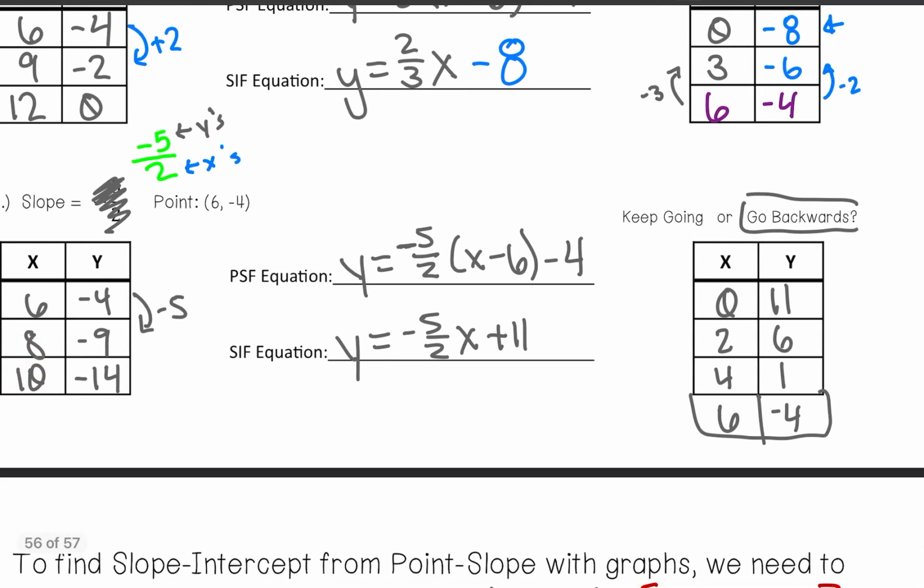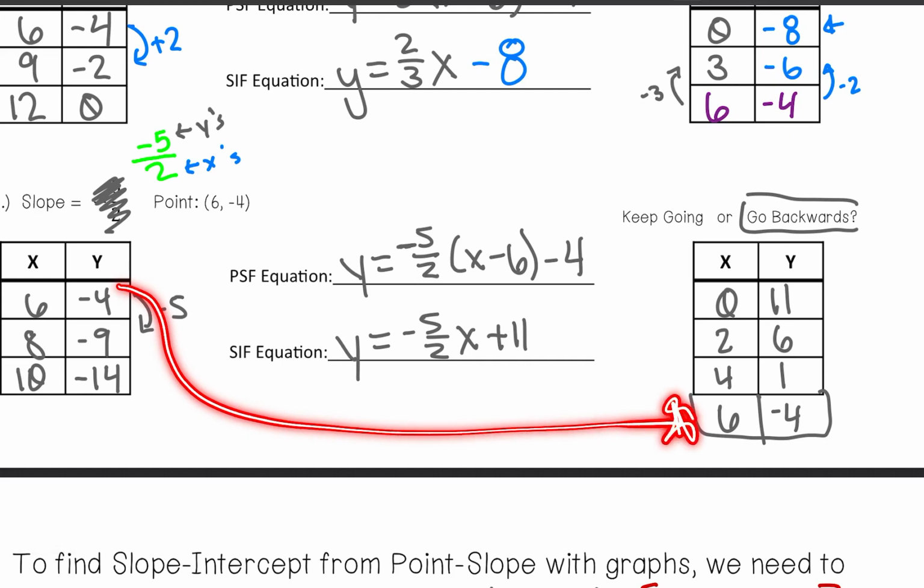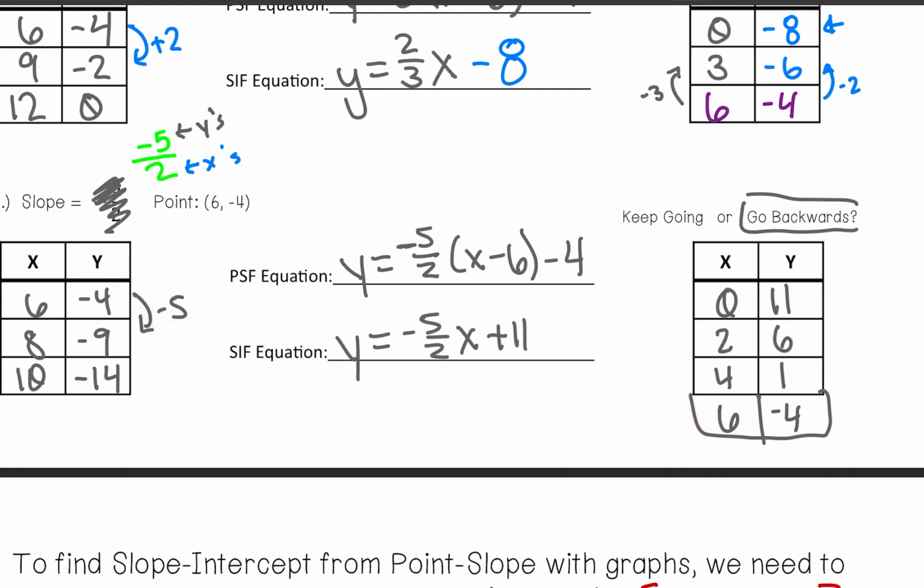So we bring this 6, negative 4 to the bottom over here, and then we go backwards. If we added by 2 going down, then when we go backwards, we want to subtract by 2. So we get 4 to 0. And then if we subtracted by 5 as we go down our table, when we go backwards, we need to add by 5, which gives us a y-intercept of 11. So when I rewrite it, I should have negative 5x plus 11.